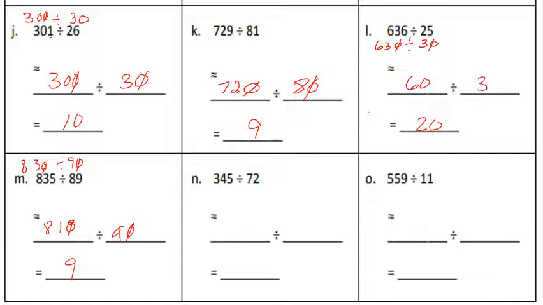Going to our next one, 72 is closer to 70 divided by 340. Take our zeros off, and we can see the closest multiple would be 35 divided by 7, which would be 5. Our last one, 11 is closer to 10 divided by 550. Take our zeros off, and we can see 55 divided by 1 is going to be 55.